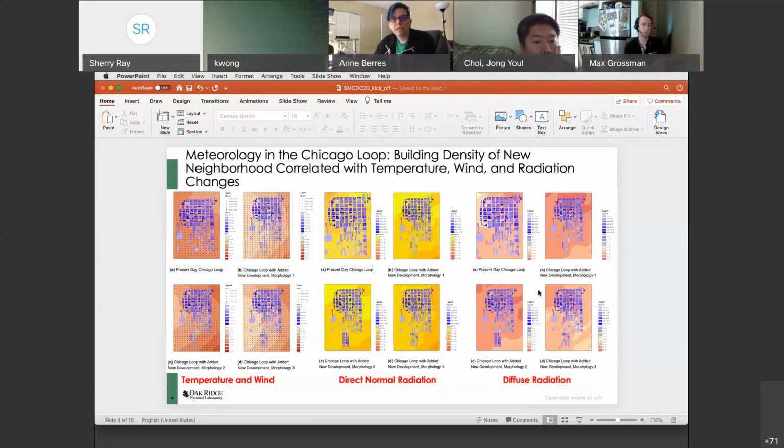So the data here that we're providing is for the Chicago Loop. The little blue blobs are all buildings in that area. And what you see in the background, those reds and yellows and oranges, are climate data. If you can switch to the next slide, please.